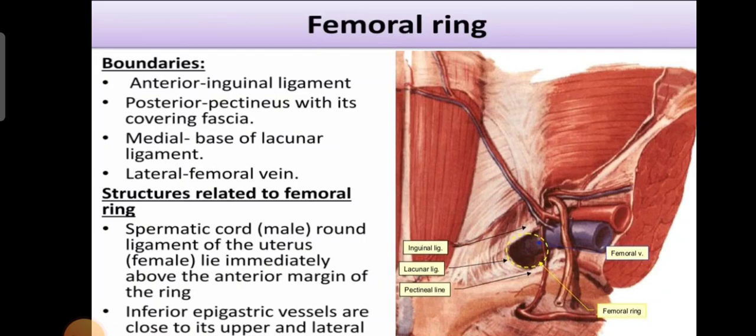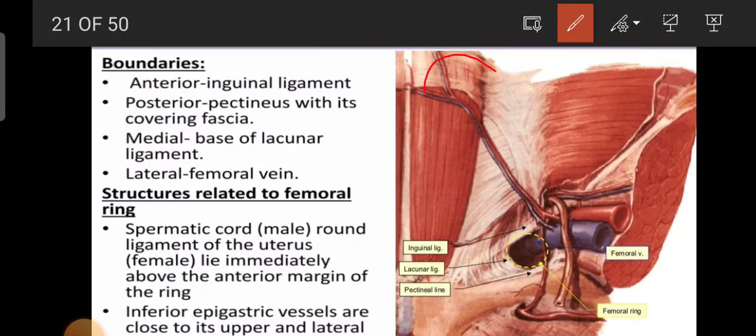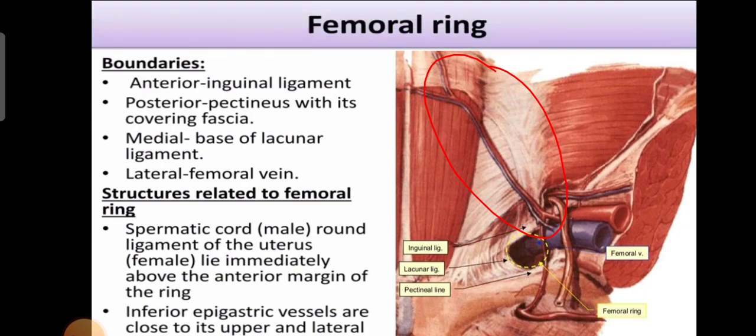Now the structures which are related to the femoral ring are the spermatic cord in case of males and round ligament of uterus in case of females. These structures lie immediately above the anterior margin of the ring, and superolaterally to the femoral ring we have the inferior epigastric vessels. So these are the inferior epigastric vessels which are lying superolateral to the femoral ring.